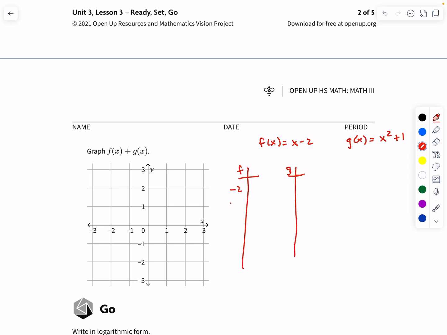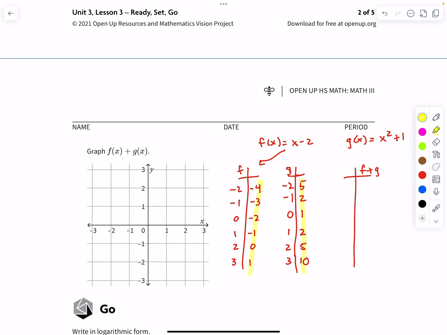Let's see. Okay, I'm just plugging points in for f and g. We have to plug the same x values in to combine. Negative 2 squared is positive 4. 4 plus 1 is 5. 1 plus 1, 2. 0 plus 1 is 1, 2. 9 and 1 is 10. That's way off the curve, so we don't have to worry about it much, but add the y coordinates, making sure that the x coordinates match.